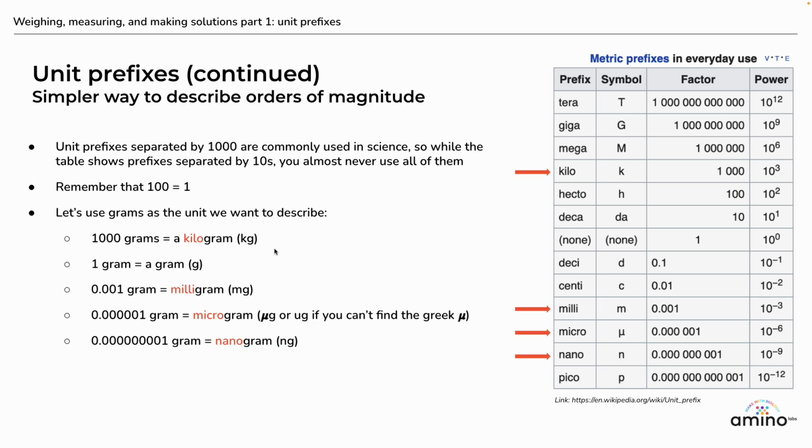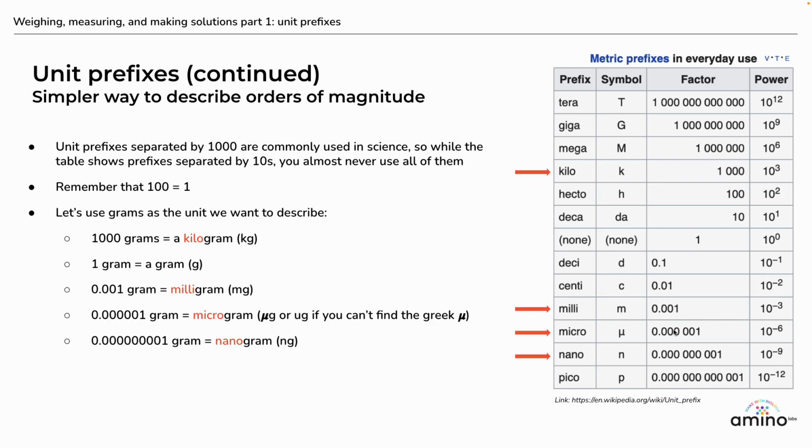Let's look at an example here with mass. The orange arrow highlighted unit prefixes, you might have noticed, are 1,000 times separated from one another. So if we've got the base unit here, where in this example we've got a gram on the left here, so that's the base unit. A kilogram is 1,000 times larger than 1 gram. Conversely, a milligram is 10 to the minus 3, or 0.001 times smaller than a gram.